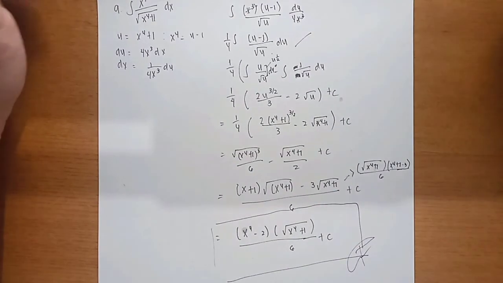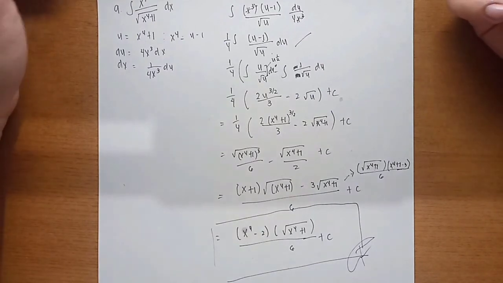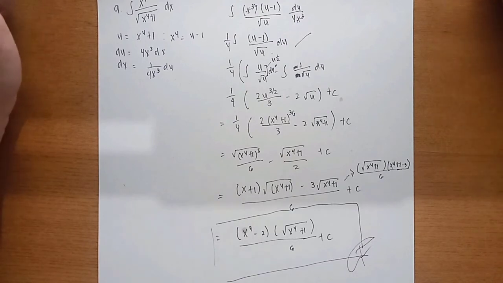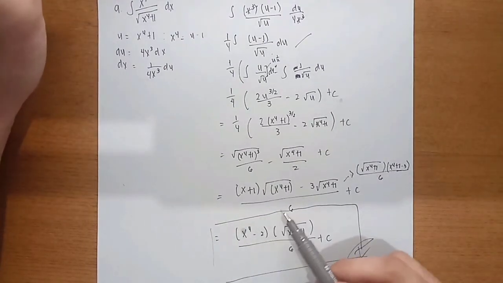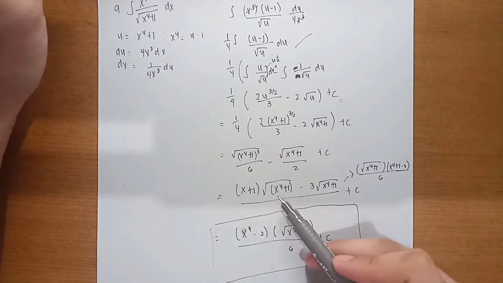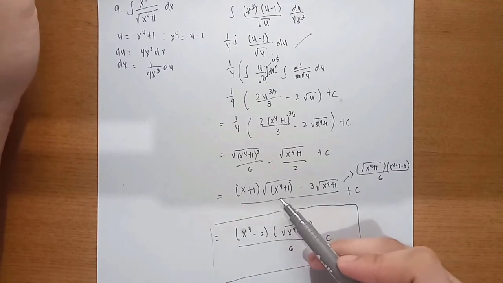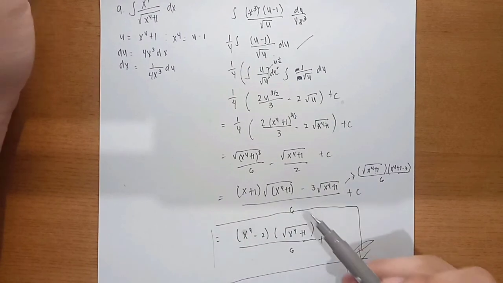So now distributing the 1/4, the equation will be now square root of x raised to 4 plus 1 cubed all over 6 minus square root of x raised to 4 plus 1 all over 2 plus c. So we can simplify this by getting the LCD. The equation will be now x plus 1 square root of x raised to 4 plus 1.